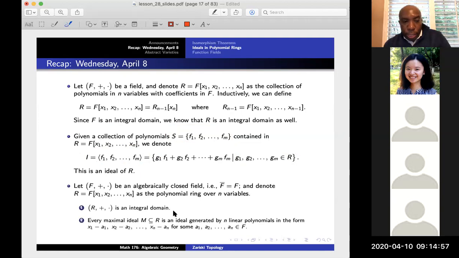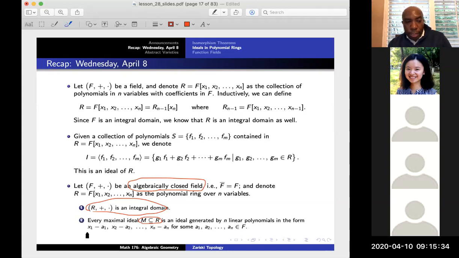So one question you can ask is, what are the maximal ideals of this polynomial ring? So let's focus on the special case where the field F is algebraically closed. And if you're not really comfortable with that, you can just say let F be the complex numbers. So let F be an algebraically closed field. Then, as I just mentioned, the polynomial ring is an integral domain. And so if it's an integral domain, we can then ask something about the maximal ideals.